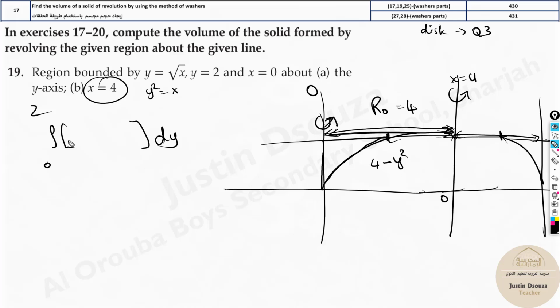This is the equation. So the outer radius is 4 square, minus, there is pi here, minus the inner radius, it's 4 minus y square, the whole square. So this is the inner radius: 4 minus y square, then put the bracket and the whole square. Okay, I'll just rewrite this properly. The formula states whatever is the inner or the outer radius, it must be squared. Let's use the calculator and solve it.